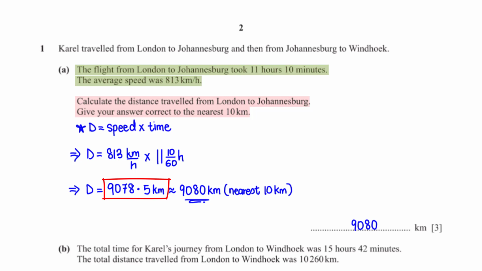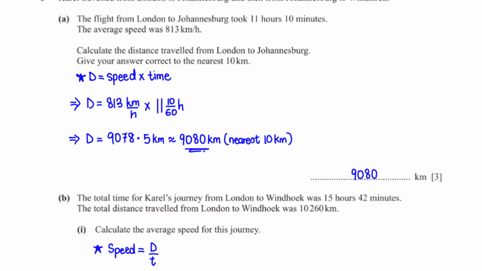So we look at the number in the tens column, which is 7. The number after 7 is greater than 5. So we add 1 to 7 and the numbers after 7 become 0. So we have 9,080 kilometers, correct to the nearest 10 kilometers.